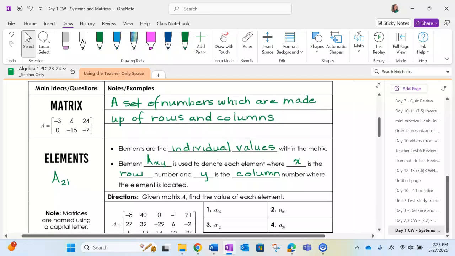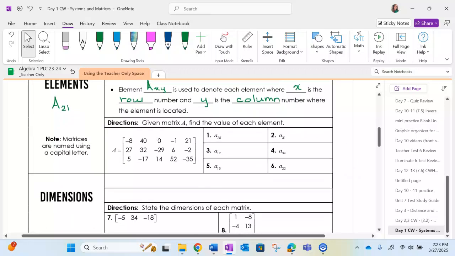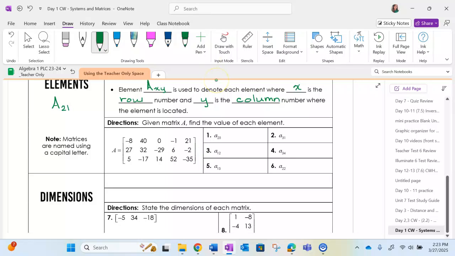Okay, so let's look at some examples. Here is a matrix. It is called A. So you notice we have A for all of these. Now I want to know what number is in row 2, column 5. So you're going to go to row 2 and go all the way over to column 5 and you get -2. Now I want you to go to row 1, column 2, and you get 40. I'm going down instead of across. I want you to go to row 1, column 5. Row 1, column 5, 21.